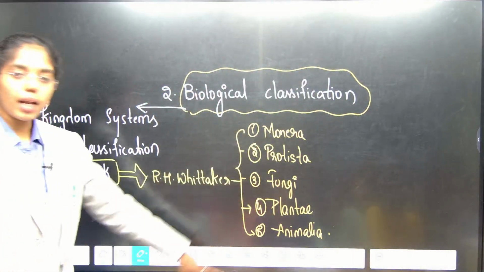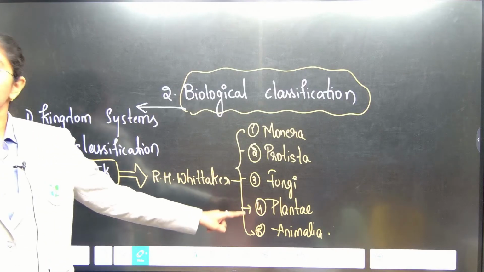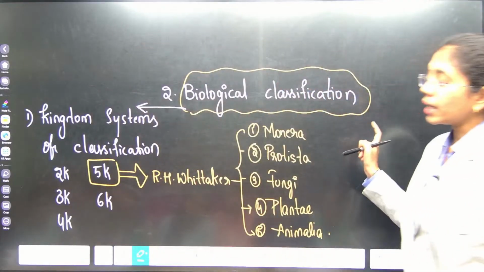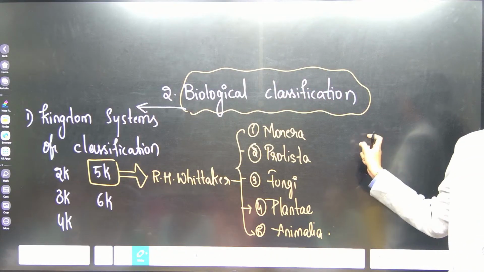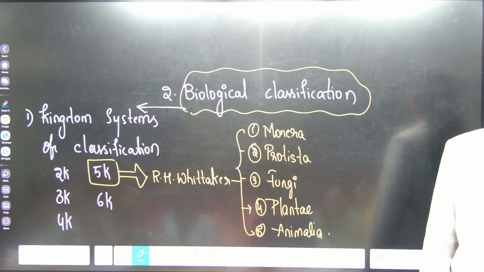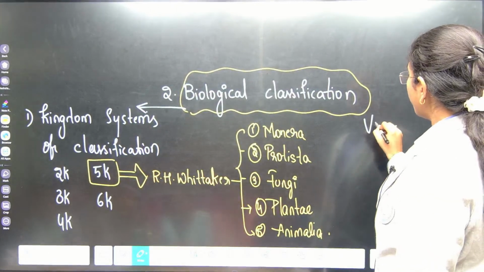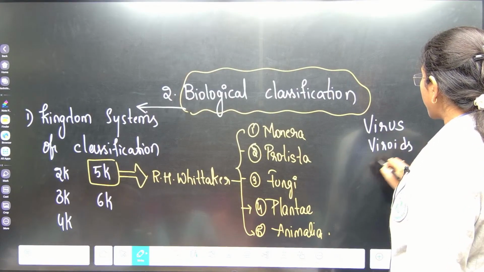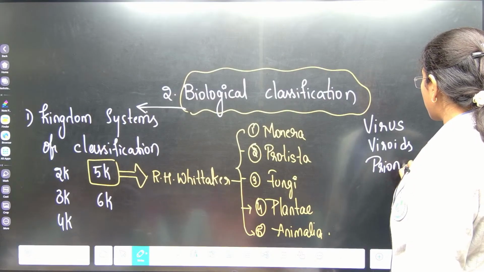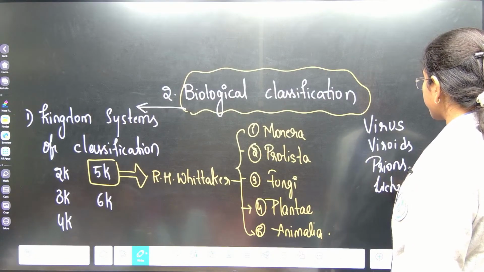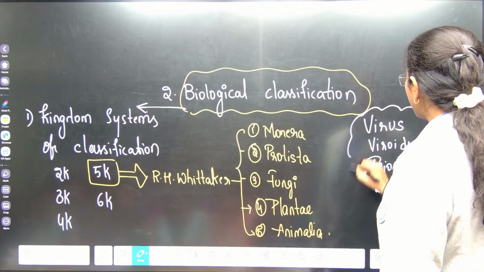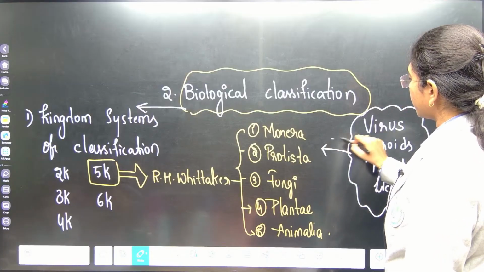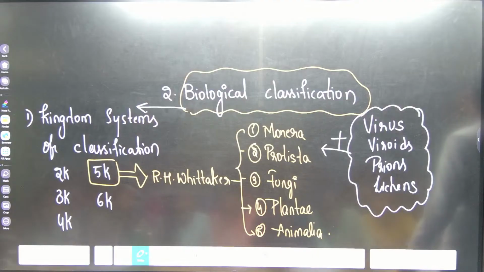You will learn in detail about each kingdom and further classifications in each kingdom, okay, followed by the kingdoms or the group of organisms which are not included in the 5 kingdom system of classification. Those include what? Virus, viroids, prions, lichens. These are not included in the 5 kingdom system of classification. That's it. There ends the chapter.